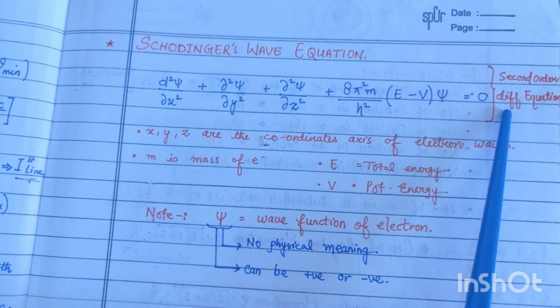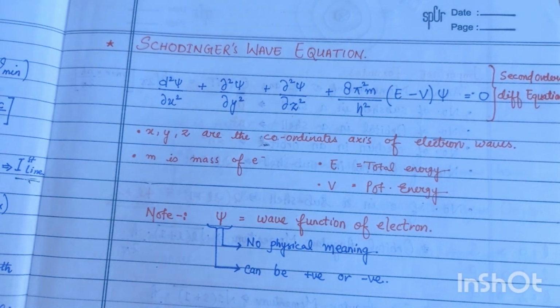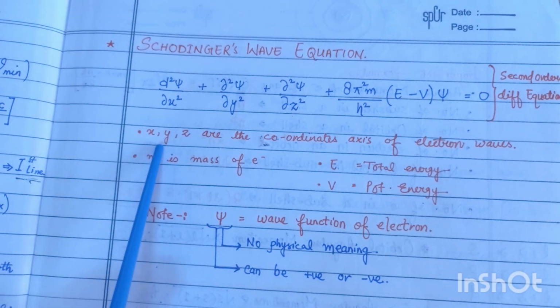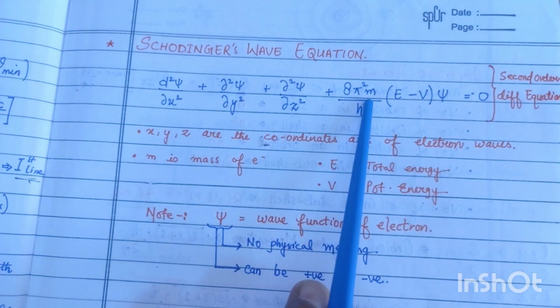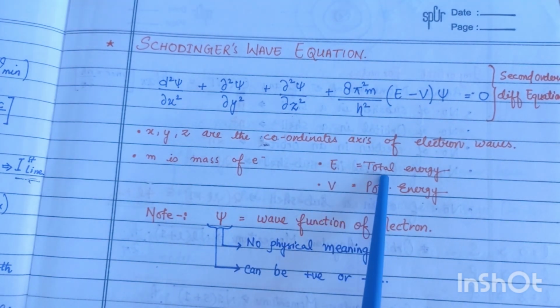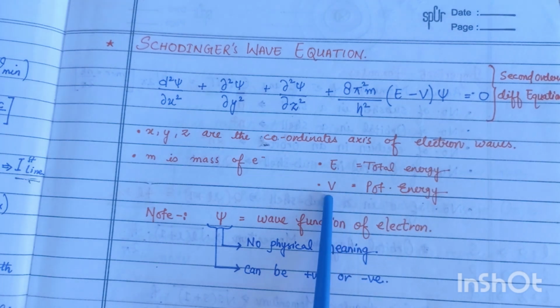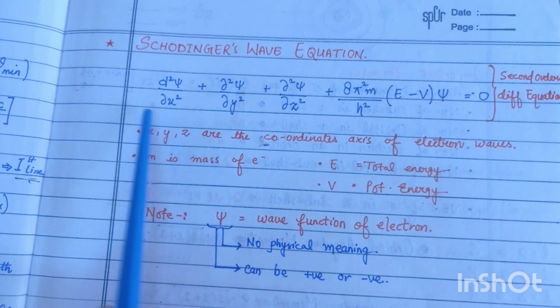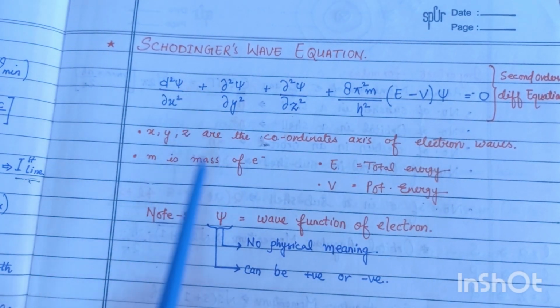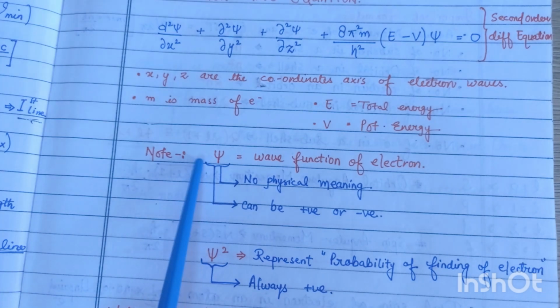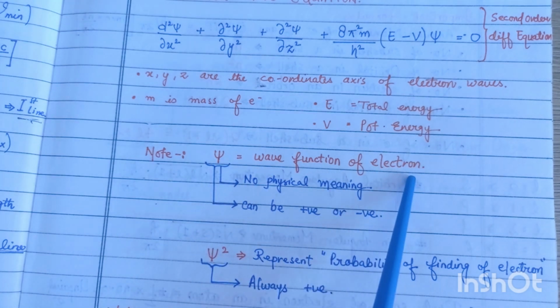It is a second order differential equation. You will learn about this in differential equations in mathematics. So x, y, z are the coordinate axes of the electron waves. Clear? Here m is the mass of the electron, E is the total energy of that electron, V is the potential energy, and one important term that repeats in all the terms is psi. Psi, my dear student, represents the wave function of the electron, because the electron now has a wave-like characteristic.